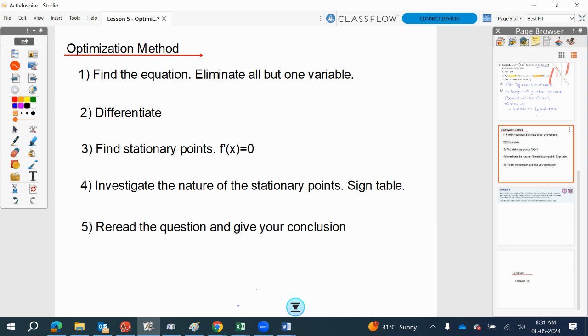So first up is find the equation, then differentiate it. Next, find these turning points, the stationary points. This is where the derivative is equal to 0. Then you have to find out the nature of the stationary points. Is it a maximum or a minimum? Show the sign values of the derivative either side of the points that you locate. Lastly, reread the question, make sure you're answering the correct question, and give your conclusion.